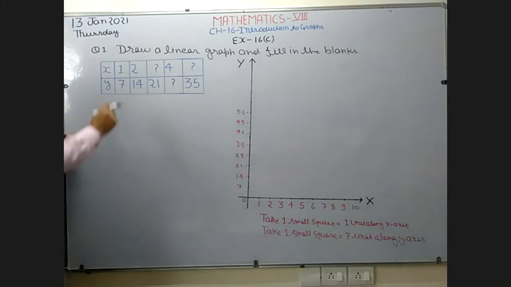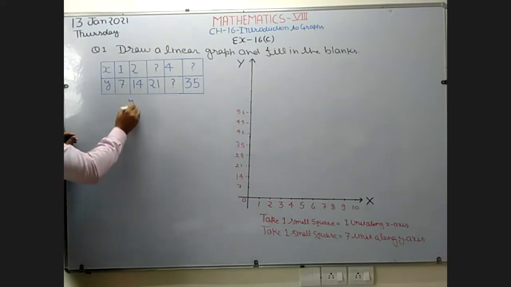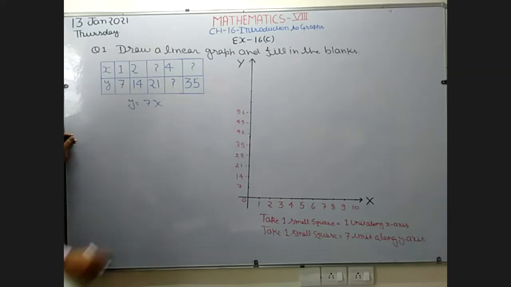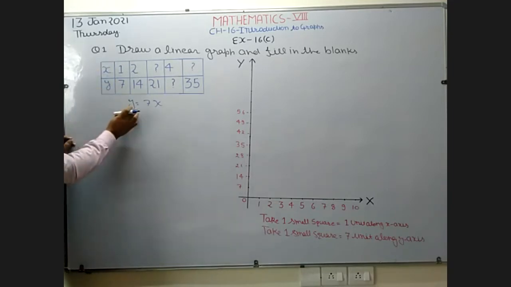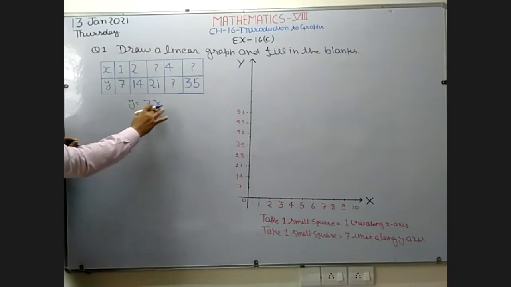See, what is given in the first? The value of x is equal to 1, the value of y is equal to 7. It means y is equal to 7 times x. When x equals 1, the value of y is 7. Is it clear, beta? It means this value of y comes when we multiply x by 7. The equation becomes y equal to 7x.